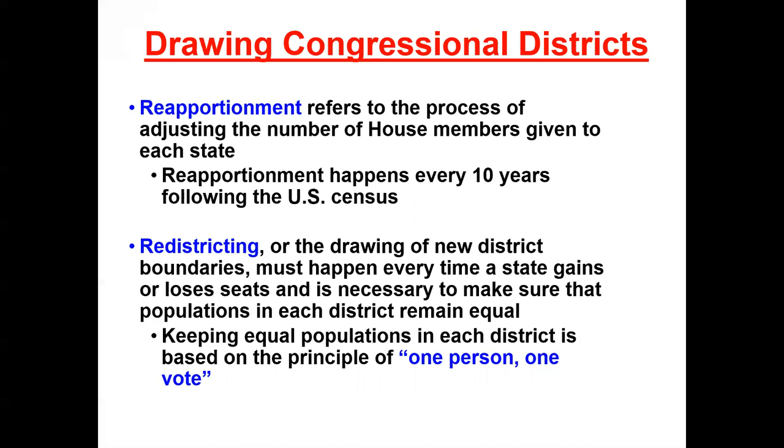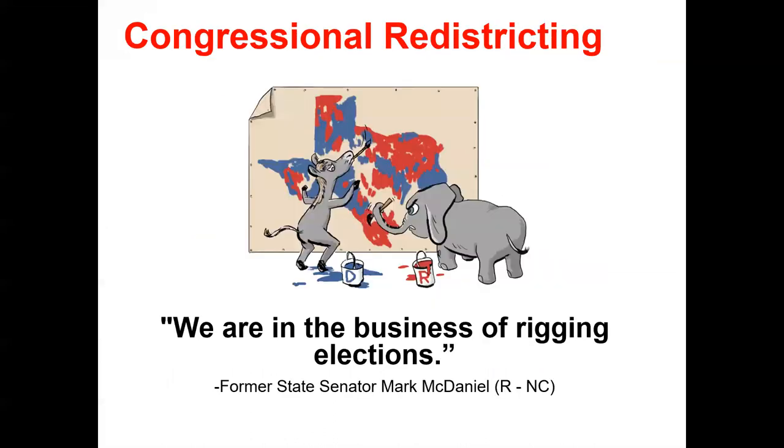There's a principle called the one person, one vote principle. So to keep that balance, every 10 years, this has to be done. So let's look at some of the details. This is a quotation that I liked. I included here: we are in the business of rigging elections. So redistricting is a very complicated topic. It's actually coming from a former state senator who made this quotation.